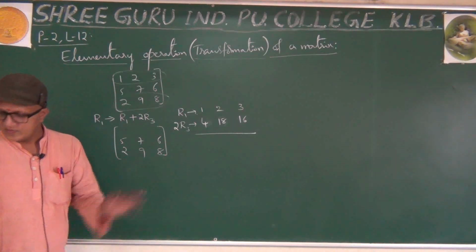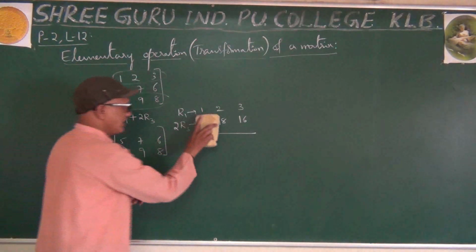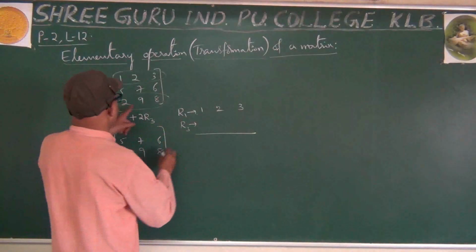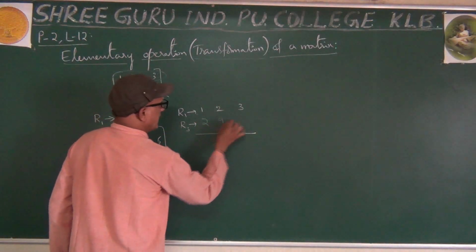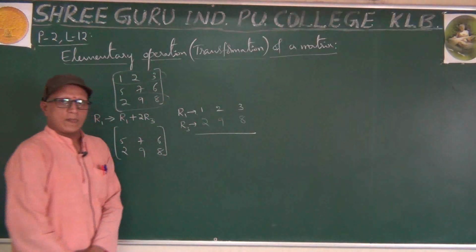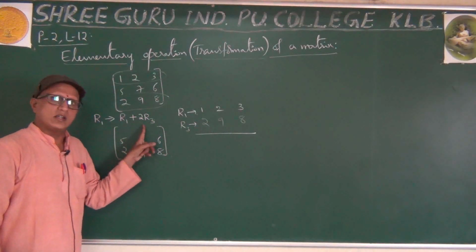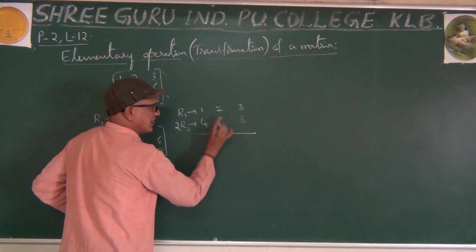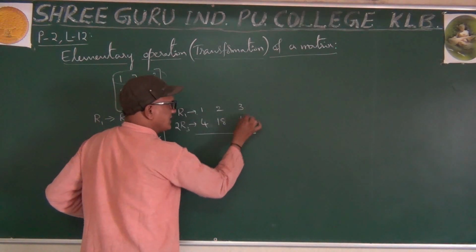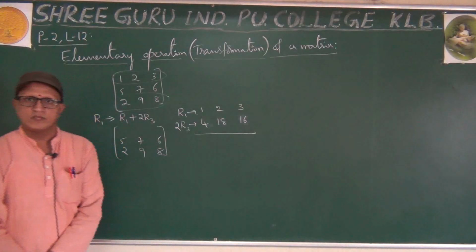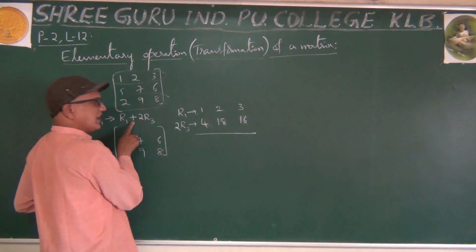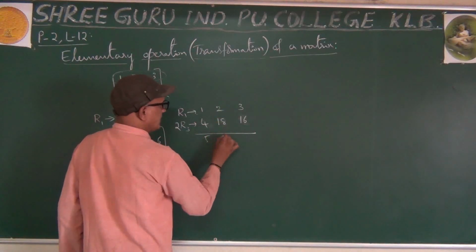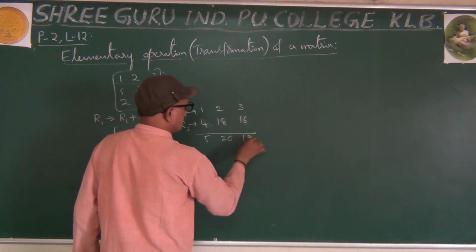Okay, first we have to write R3, then you can understand easily. What is R3? 2, 9, 8. What do we want? 2 R3. So multiply: 2 2s are 4, 2 9s are 18, 2 8s are 16. What is the addition? R1 plus 2 R3: 1 plus 4 is 5, 2 plus 18 is 20, 3 plus 16 is 19.